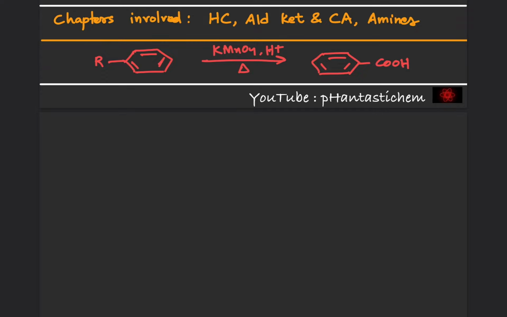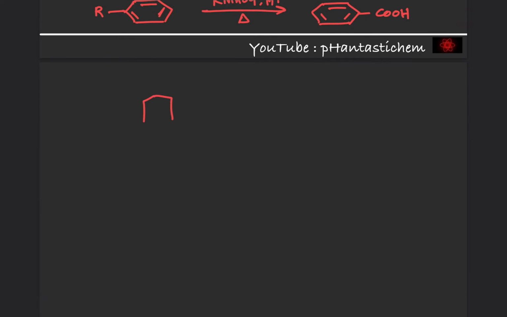For example, if we have toluene, CH3 and benzene ring. So if you have KMnO4, this guy will quickly become a benzoic acid, COOH, right?